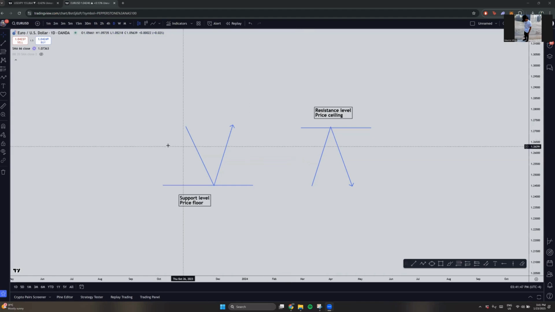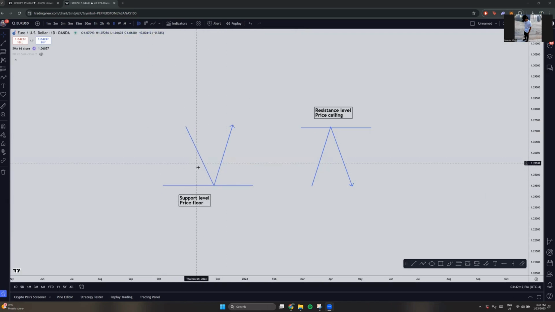This is just a short video explaining support and resistance levels in the market. So a support level would be when price is pushing to the downside, as it's doing here, pushing all the way down, and then price fails to go lower. That usually means it established an area of support, otherwise known as a price floor, preventing price from going lower.